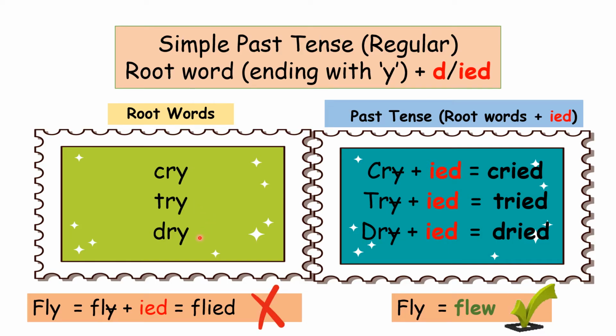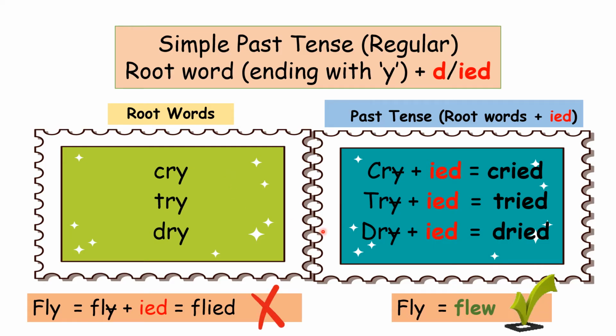Next is the word dry. Dry is another verb in present tense and ends in the letter Y. So when we want to change it into past tense, all you need to do is to take away the letter Y and add the letters IED and you will get the past tense, which is the word dried. D-R-I-E-D. Dried. Okay, when this happens, they are still in the category of regular simple past tense.